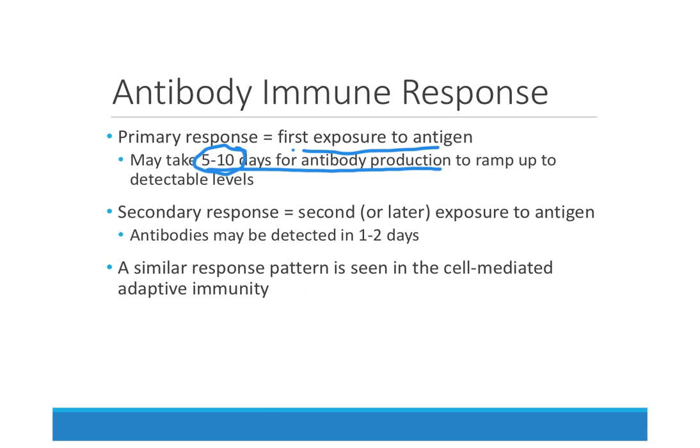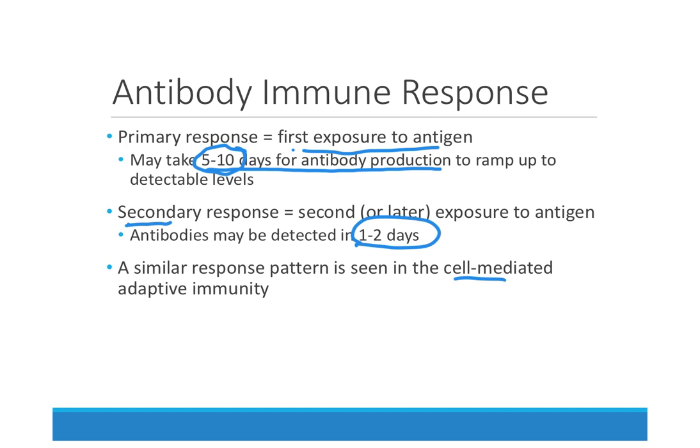But if you happen to be exposed to that same pathogen a second time, it's a much faster response. And so if we're looking at antibodies as a way to measure how your immune system is responding, the antibodies can be detected in just 1 to 2 days instead of 5 to 10 days. So you can see it's much, much faster. And the same thing is true about those other cells that are involved in your immune system.